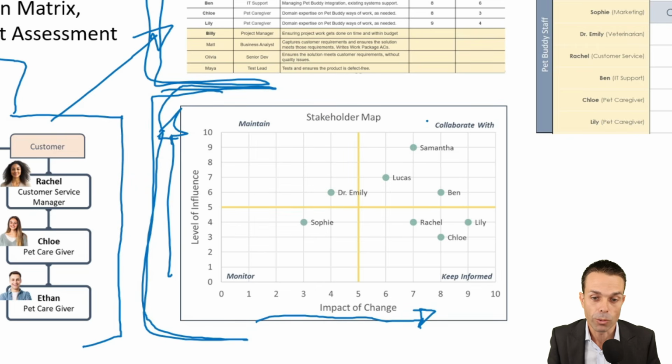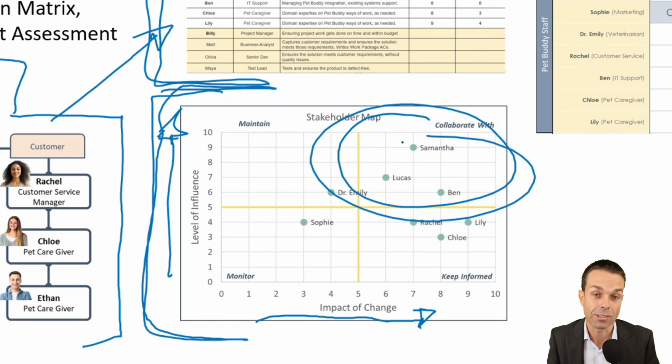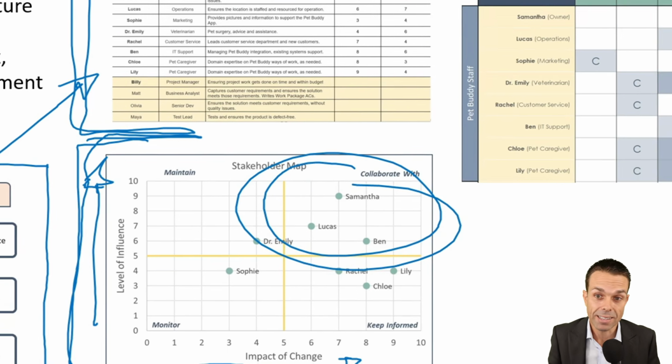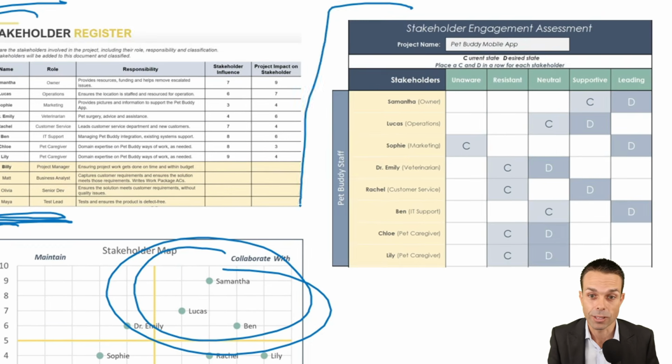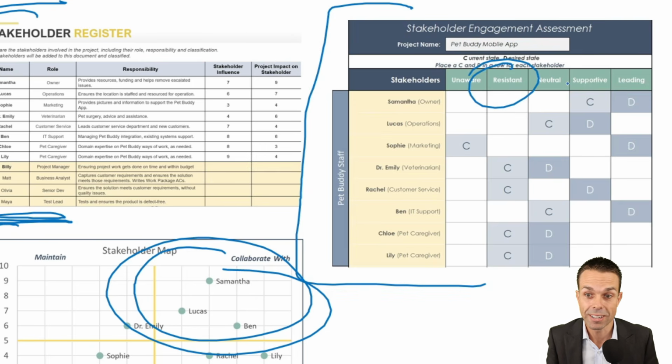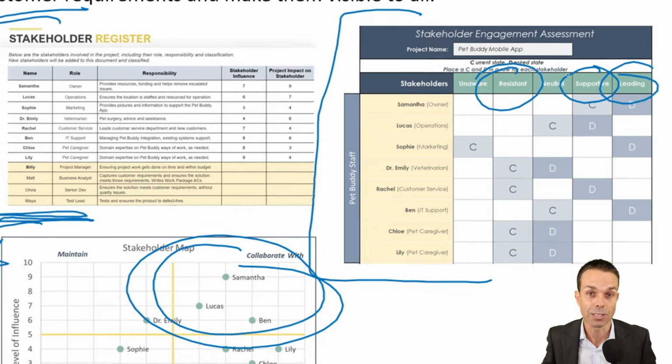We want the people with a high impact and a high influence. We want to engage them the most, and they're probably going to be the people that we need to engage from the requirements perspective. And lastly, we can check our stakeholder engagement just to make sure that they're not resistant, they're actually supportive and leading, hopefully, and helping us on our journey to gather requirements and put a solution to those requirements.